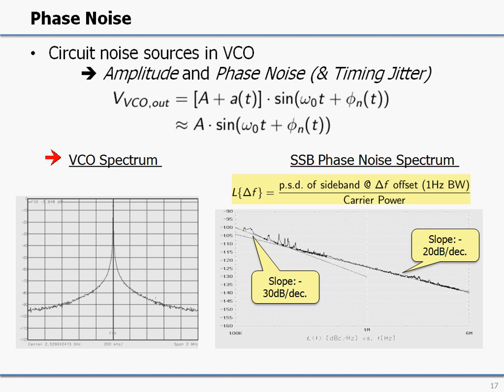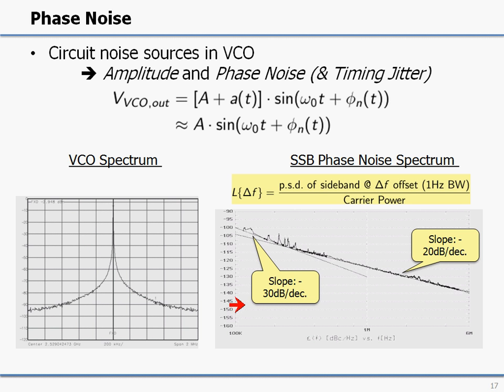Now, if we look at the real oscillator spectrum shown here on a spectrum analyzer, we see that indeed, due to phase noise, there is not just a single impulse of energy, of power, but the energy is spread across a number of sidebands of the oscillator.